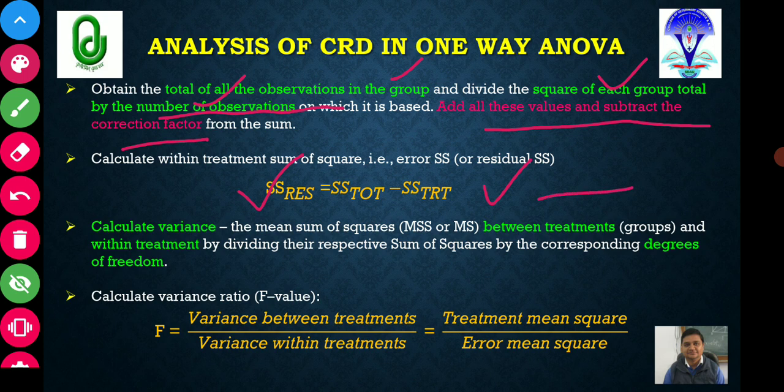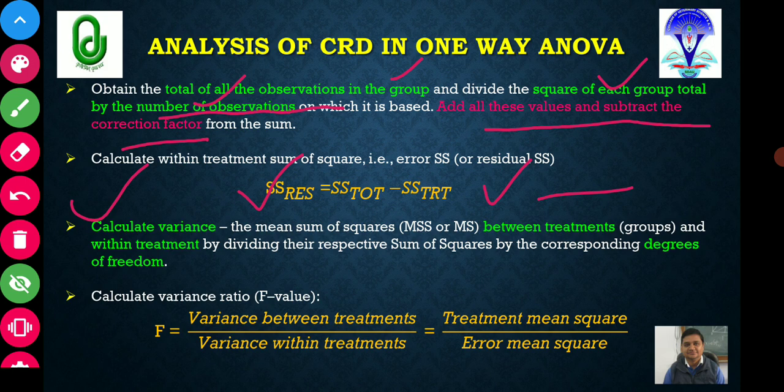Now you have to prepare the ANOVA table, the analysis of variance table. Why are we preparing the table? Just to summarize the result that you have got, because there are many steps in this calculation. So lastly we present it in the form of a table, and there you will calculate the variance. We will see the table in the next slide.